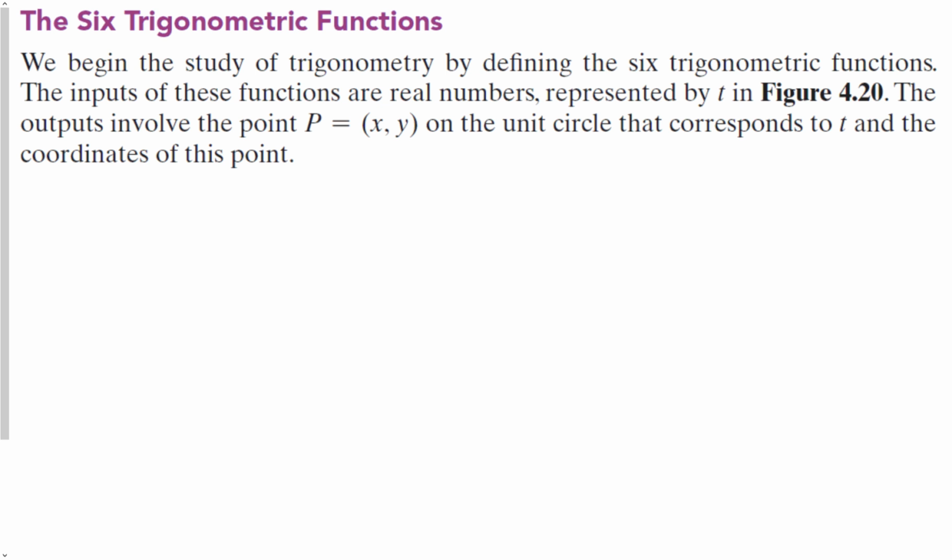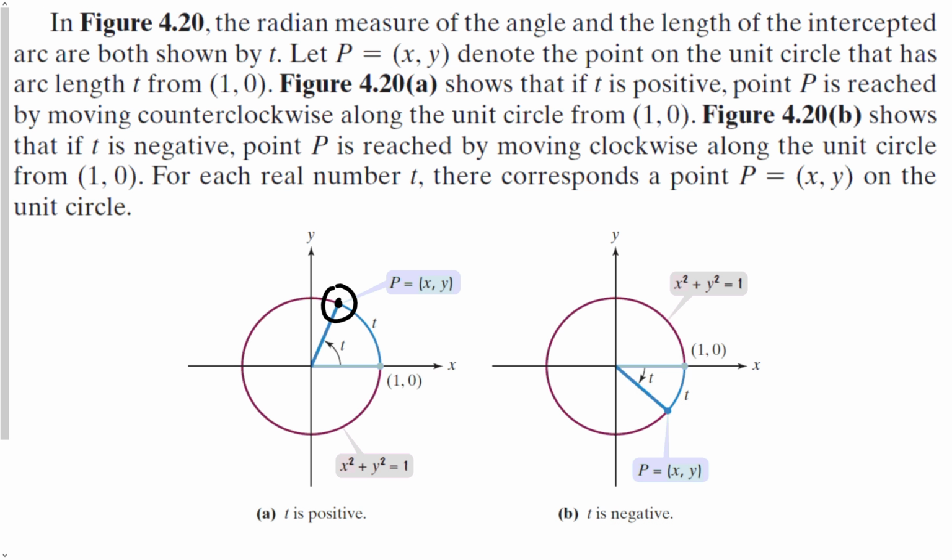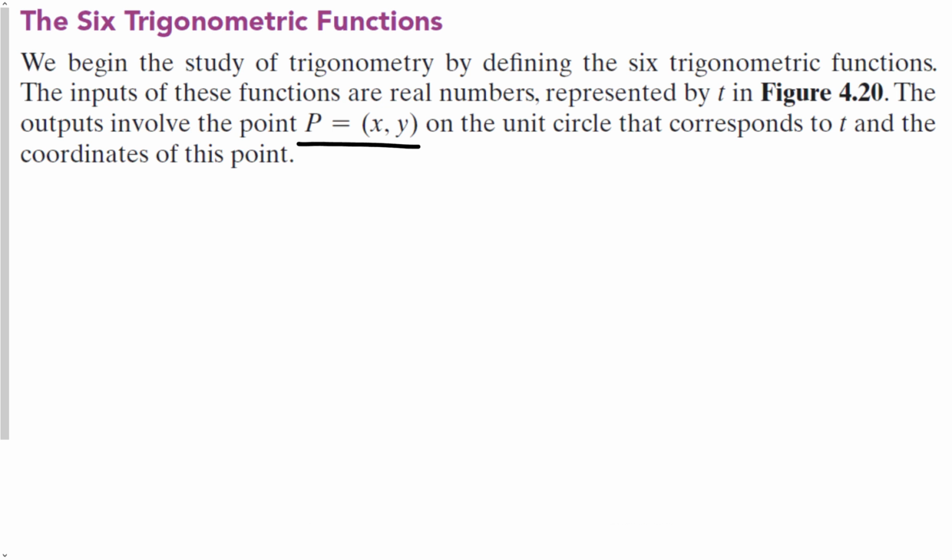Okay, so the reason why I brought that up is as we start to look at trigonometry, we're going to define our 6 special trigonometric functions. The inputs of these functions are going to be real numbers, represented by t, which represents an angle. The output of these functions are going to involve this point, the point on the unit circle where the angle intercepts the circle. So it's just going to be an xy coordinate somewhere on this unit circle.